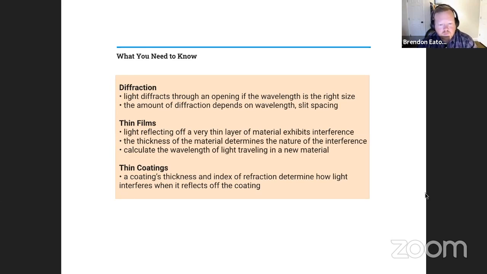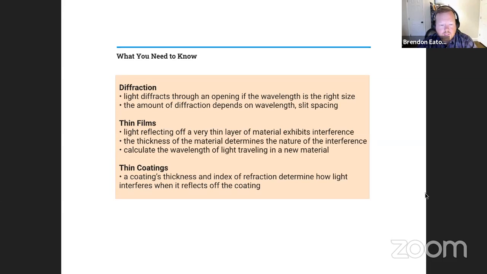The thickness of those thin films determines the nature of the interference. And we should also be able to calculate the wavelength of light traveling in that new material. Because really, light's traveling through the oil, through the water, and then bounces back out. And we're going to get into more detail about that in just a little.